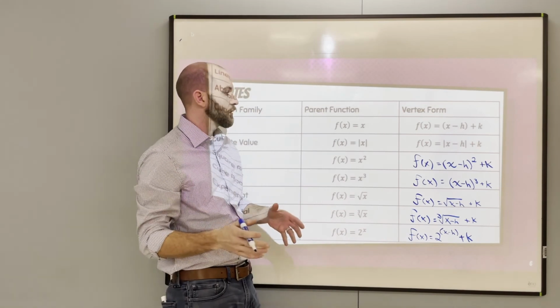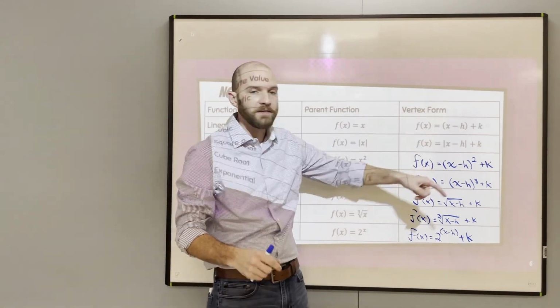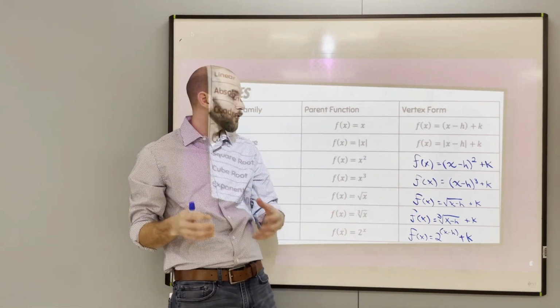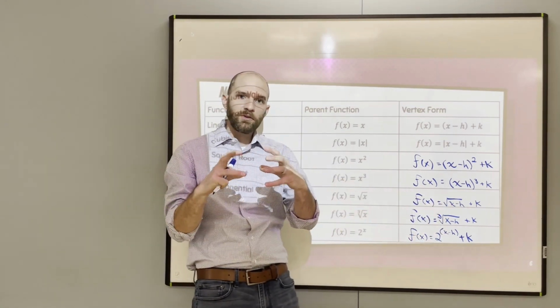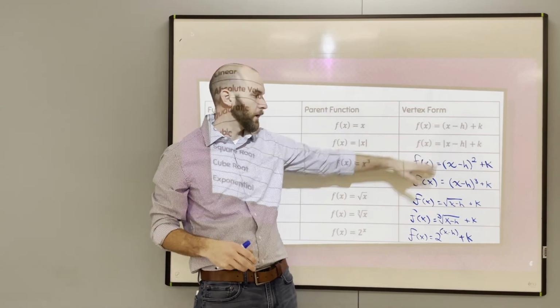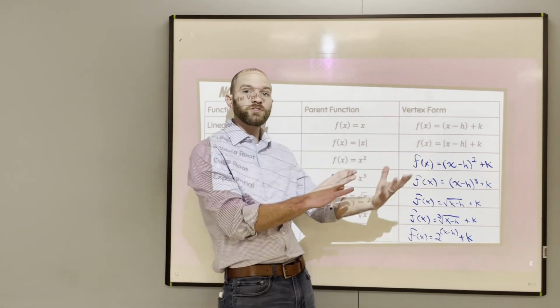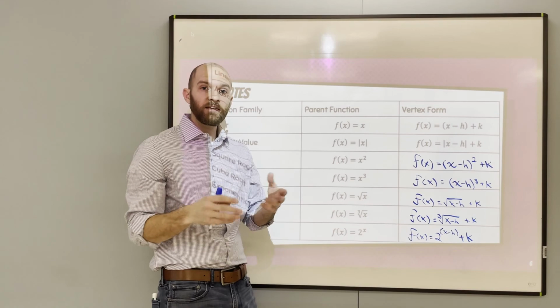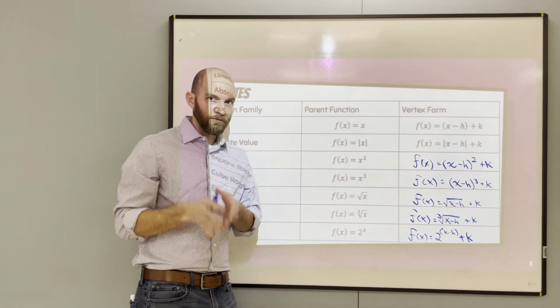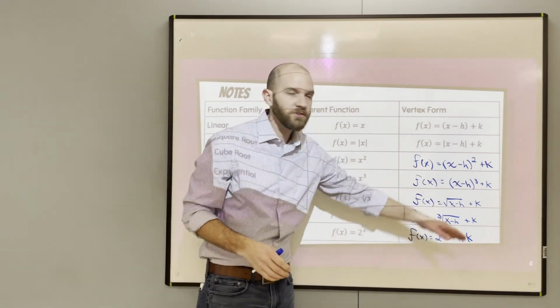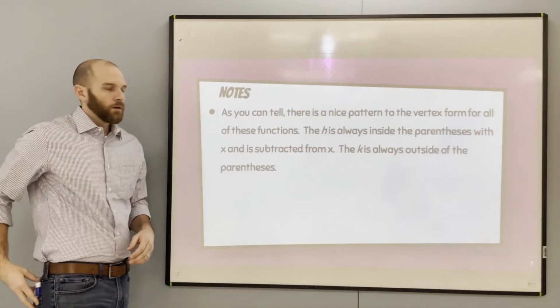So we do see a pattern here, right? In every single one of these, the h value, that's the x coordinate of our vertex, is subtracted from the x in parentheses or bundled together in a square root or an absolute value sign. And then plus k is always just hanging out on the end. The plus k is the y value of our vertex, and that is what's going to give our up and down shift. The h is going to give the left and right shift.